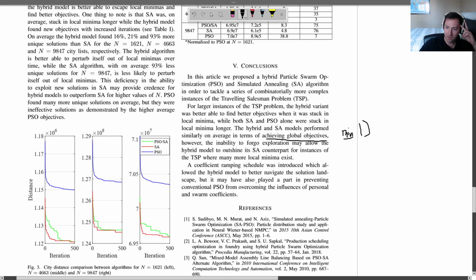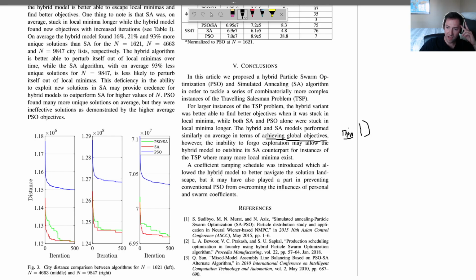So overall, the coefficient ramping and the hybrid model played a part in preventing conventional particle swarm from being overcome by the influences of personal and swarm. Ultimately, that dampening caused it to consider the benefits of paying attention to what it thinks is the best and those of everybody else.